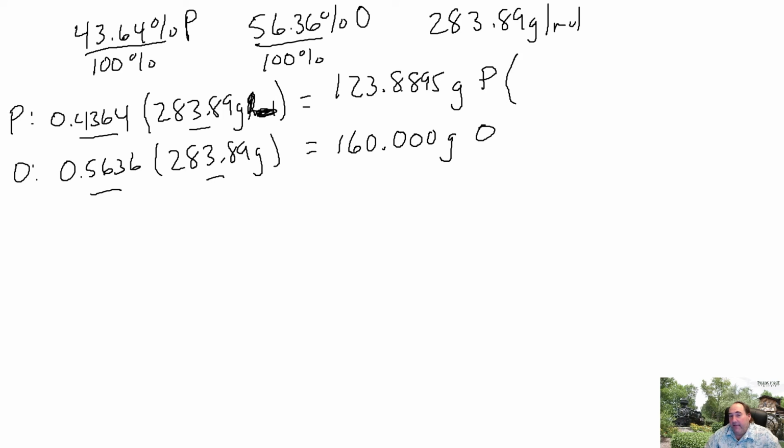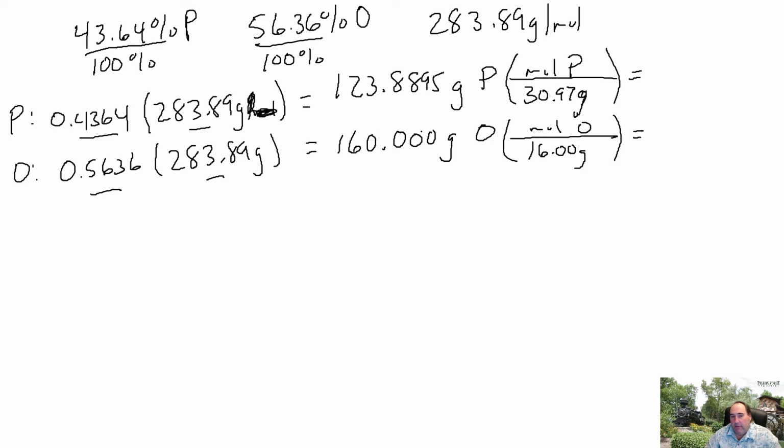At this point, you then can divide the grams of each of these elements by their molar mass from the periodic table. When we do this, we take 123.8895 divided by 30.97, and we get 4. And if we take 160 divided by 16, we get 10. And that is going to be our molecular formula in this case.